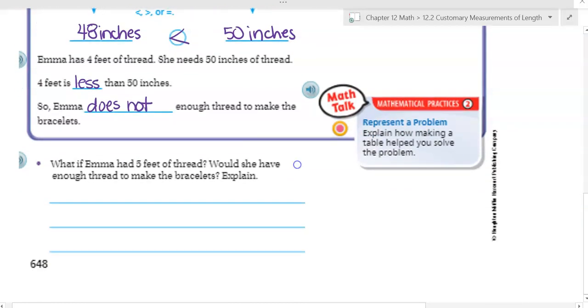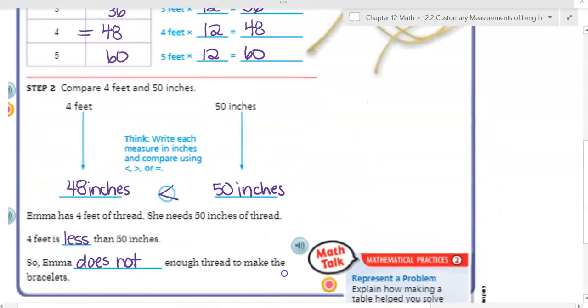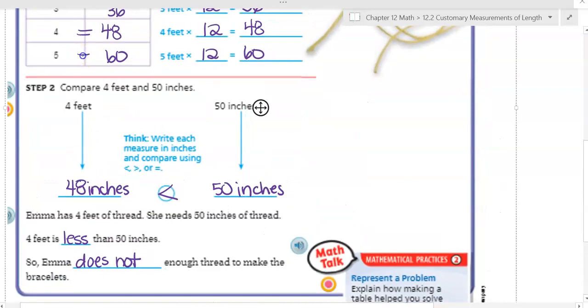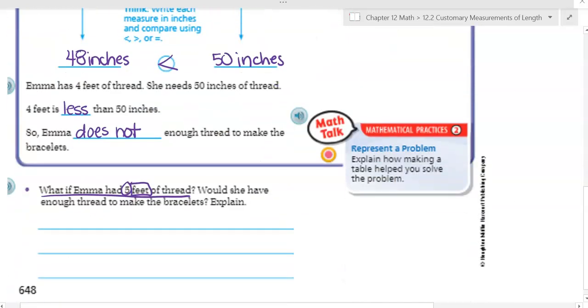Okay, now we're going to continue this problem. Down here it says, what if Emma had 5 feet of thread? Would she have enough thread to make the bracelets? Well, if I go back up here to our table, 5 feet is equal to 60 inches. So I've got 5 feet is equal to 60 inches.